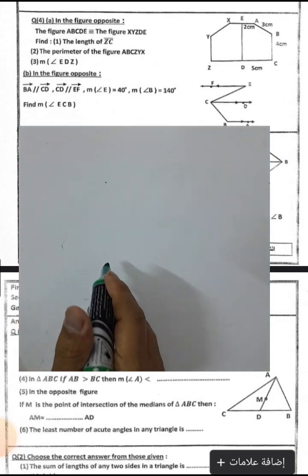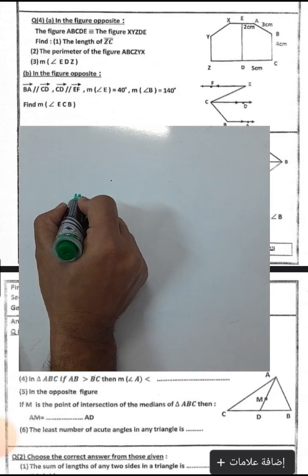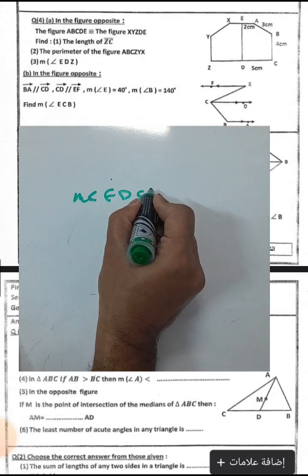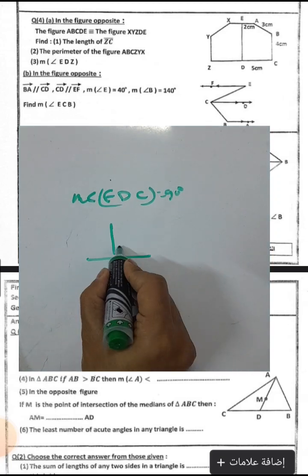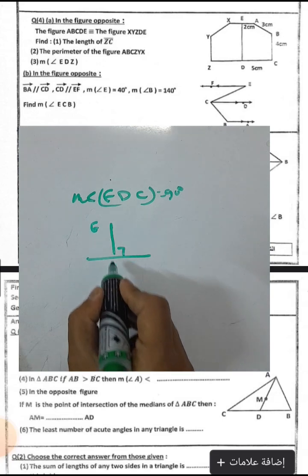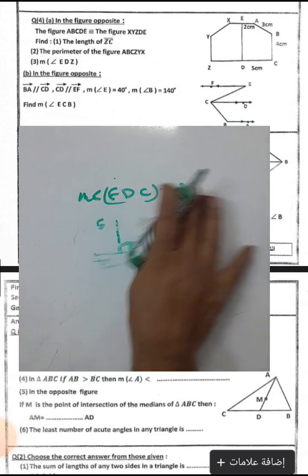The measure of angle EDC will be 90 degrees, because ED is perpendicular. We have here ED perpendicular to DC. This angle, the measure of it equals 90 degrees.